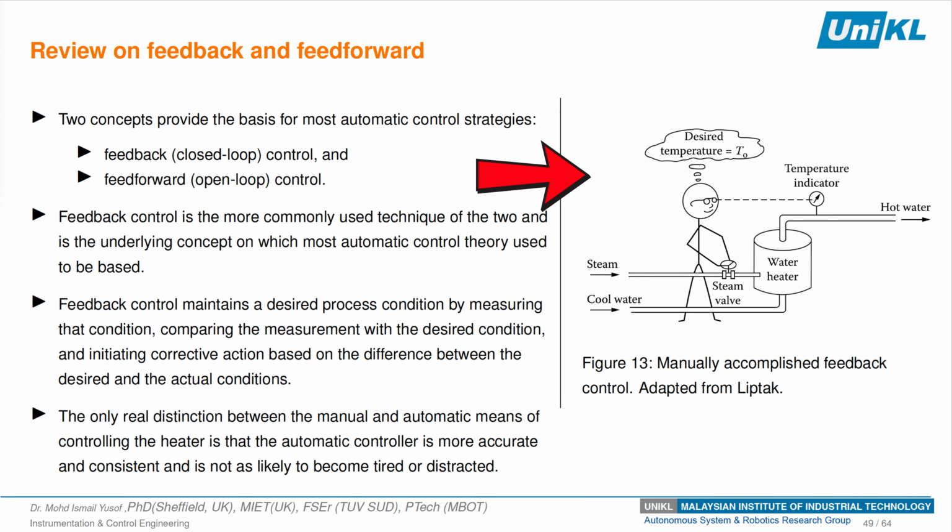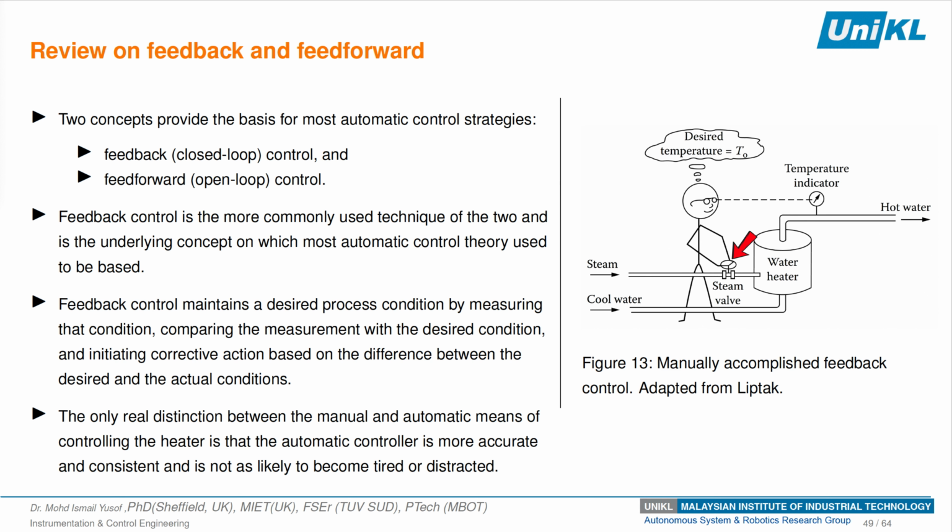Now look at the figure on the right. The feedback strategy is very similar to the actions of a human operator attempting to control a process manually. Consider the control of a direct contact hot water heater. The operator would read the temperature indicator in the hot water line and compare its value with the temperature desired. If the temperature was too high, he would reduce the steam flow, and if the temperature was too low, he would increase it. Using this strategy, he would manipulate the steam valve until the error is eliminated.